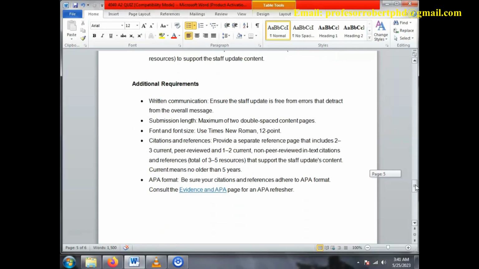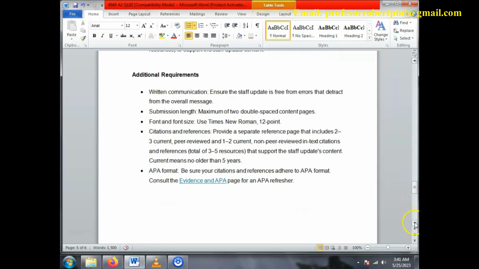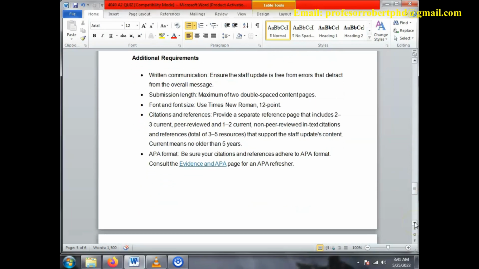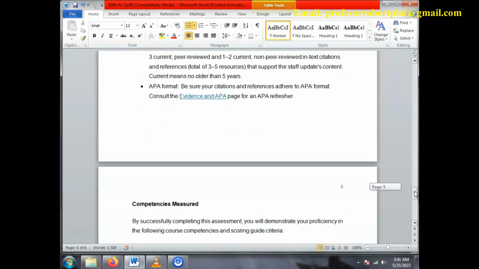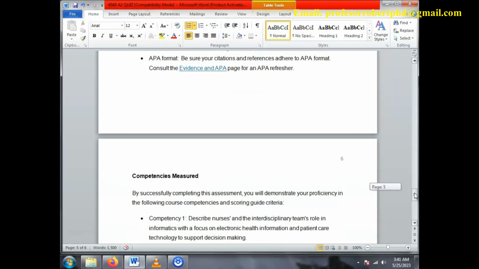Additional requirements: written communication. Ensure the staff update is free from errors that detract from the overall message. Submission length: maximum of 2 double-spaced content pages. Font and font size: use Times New Roman, 12 points. Citations and references: provide a separate reference page that includes 2-3 current, peer-reviewed and 1-2 current, non-peer-reviewed in-text citations and references, total of 3-5 resources that support the staff update's content. Current means no older than 5 years. APA format: be sure your citations and references adhere to APA format. Consult the evidence and APA page for an APA refresher.